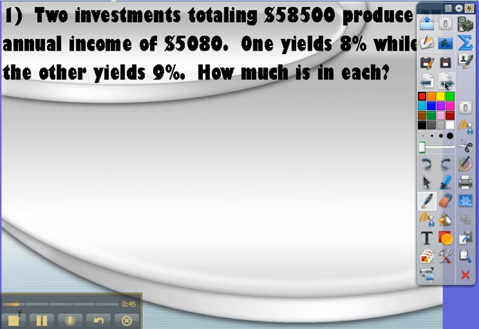Okay, to start off with, I don't really know how much I put in, so I call that my variable. So I'm going to let X represent the amount that I put in at 8%. Now I don't really know how much that is, but I do know that I had a total of $58,500. So to figure out how much I put in at 9%, I really could just subtract that from the total. So I'll have $58,500 minus what I put in at 8%, which was X. And then that's going to tell me what I have at 9%.